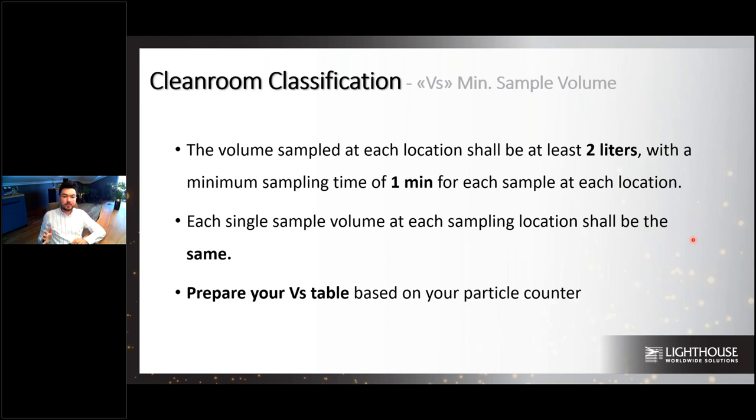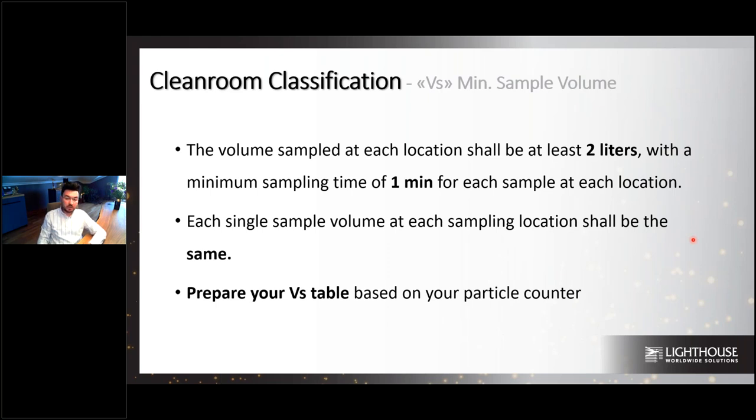So you can forget about the minimum 2 liters, because the commercially available particle counter with the lowest flow rate nowadays is 0.1 CFM, which means 2.8 liters per minute. So if you take a look at these 2.8 liters, the minimum sample of 2 liters is already met. So 1 minute has to be your target. If your calculation for the VS gives you less than 2 liters, or less than 1 minute, use your device minimum 1 minute sampling. And each single sample volume at each sampling location shall be the same.